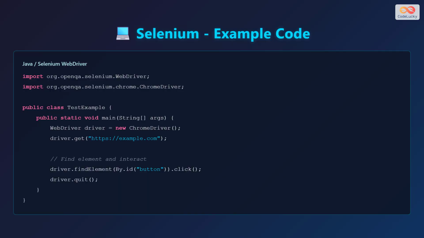Here's a practical example of Selenium automation in Java. First, you import the necessary Selenium libraries. Then you create a Chrome driver instance to control the Chrome browser. Using the get method, you navigate to a website. Next, you find an element by its ID and interact with it by clicking. Finally, you close the browser using the quit method. This simple example shows the core pattern you'll use in Selenium tests. Create a driver, navigate to a page, find elements, interact with them, and verify the results.